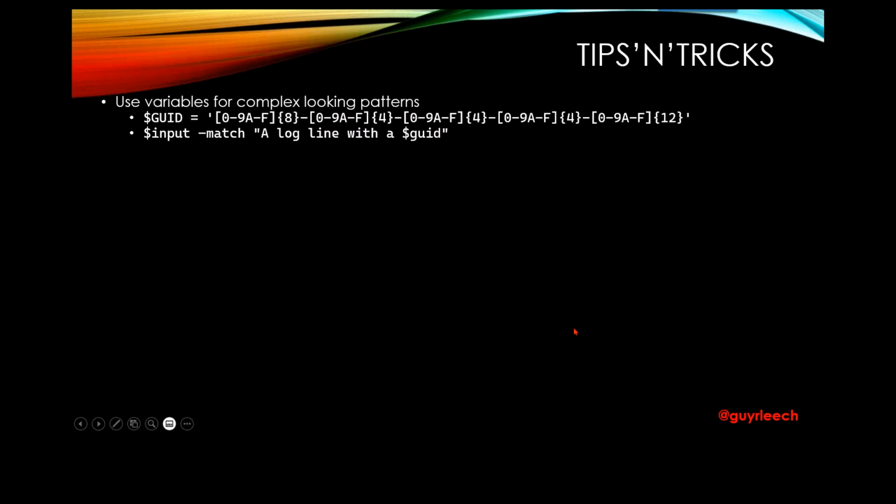So some tips and tricks. Remember before I showed you what some of you might have thought was a very frightening regular expression, but I can actually just define that as a variable. And then when I come to do the matching, I can say a log line with a GUID. Of course, because I'm inside the double quotes, that will expand GUID to that. So you can define your horrible regular expressions as variables and then just say match a GUID with a number, dollar number, yeah.